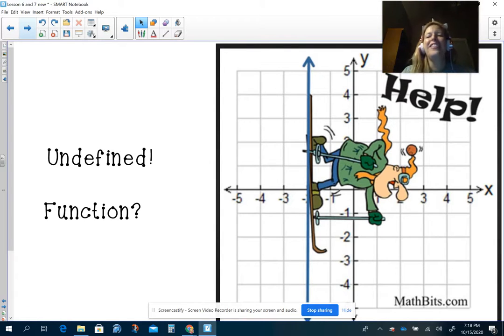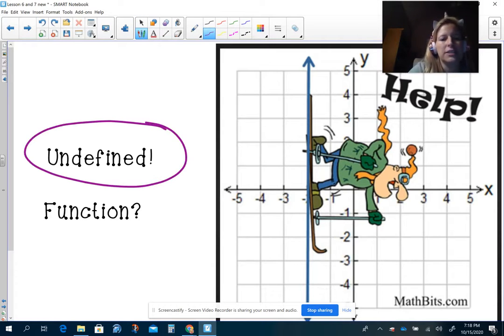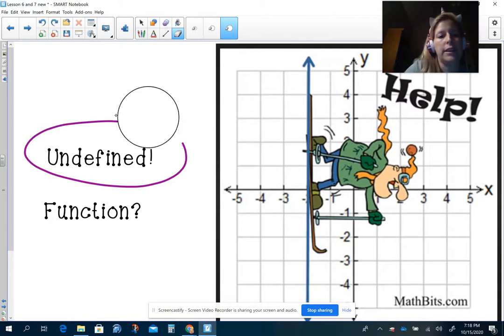Okay, this guy, is he a function? He's going straight up and down. Think about lesson 6. Can I have any lines that go straight up and down? No, we can't. So this is called undefined. You're going to hear him often when we get to lesson 9, but I just wanted to show you this now. It is not a function. So if he goes straight up and down, he's not a function. He's falling to his death, so we need to save him.